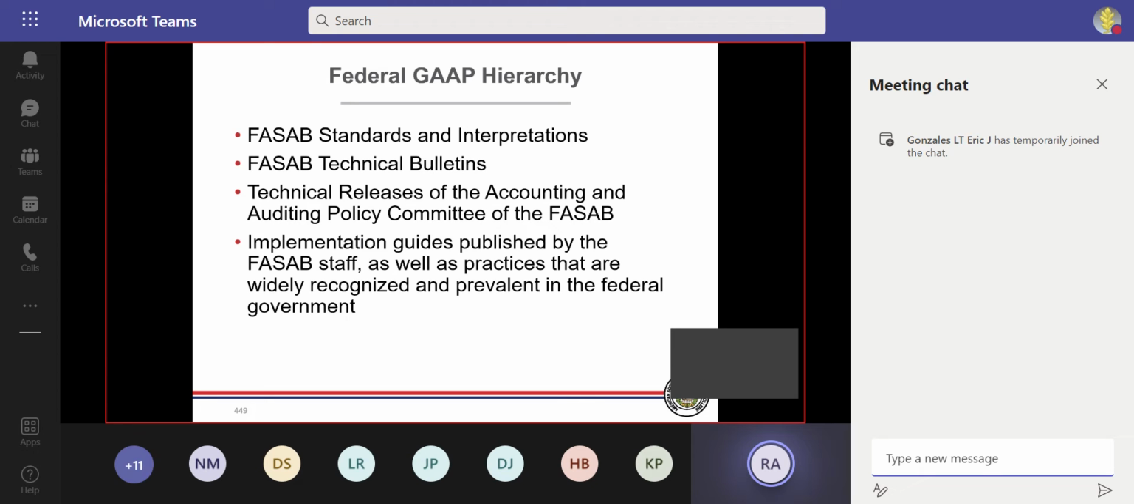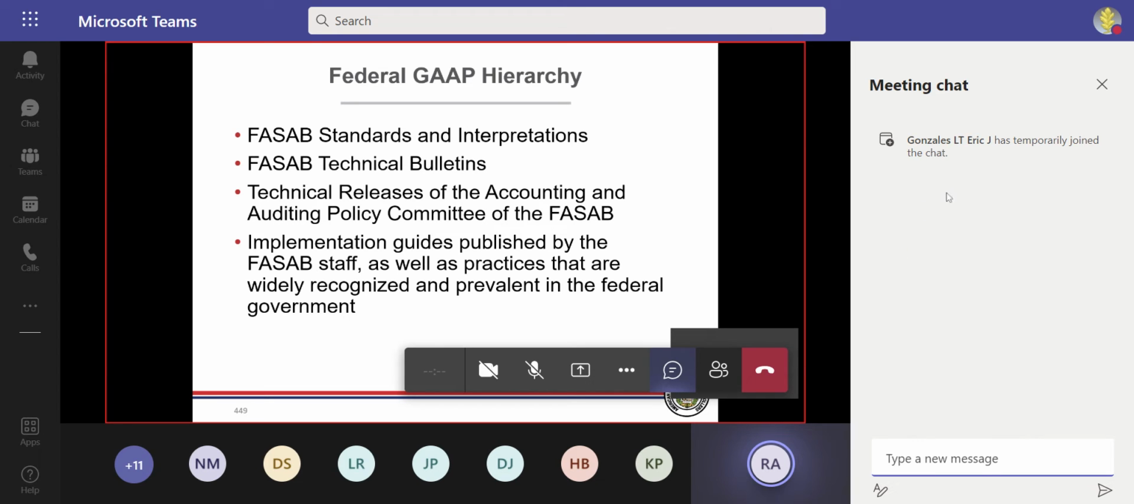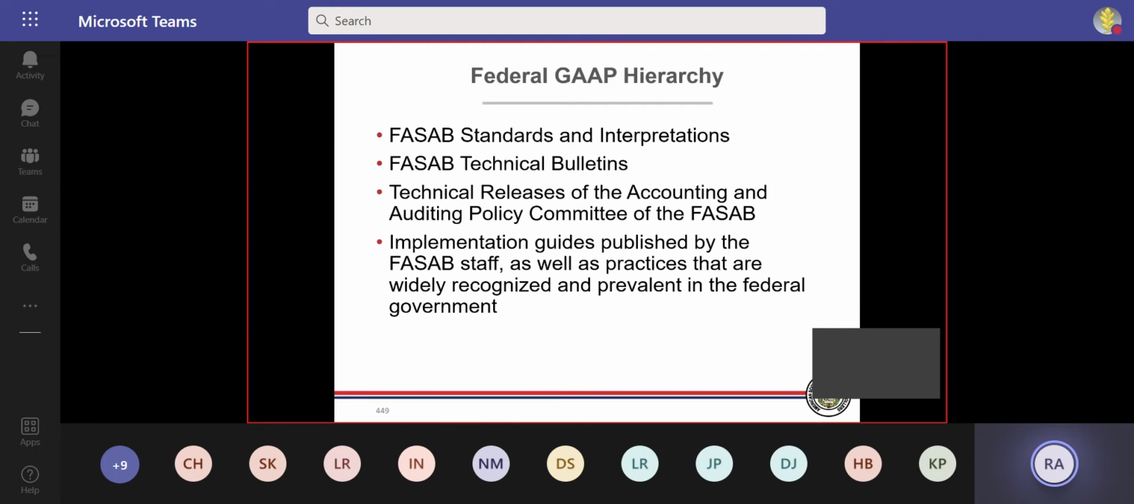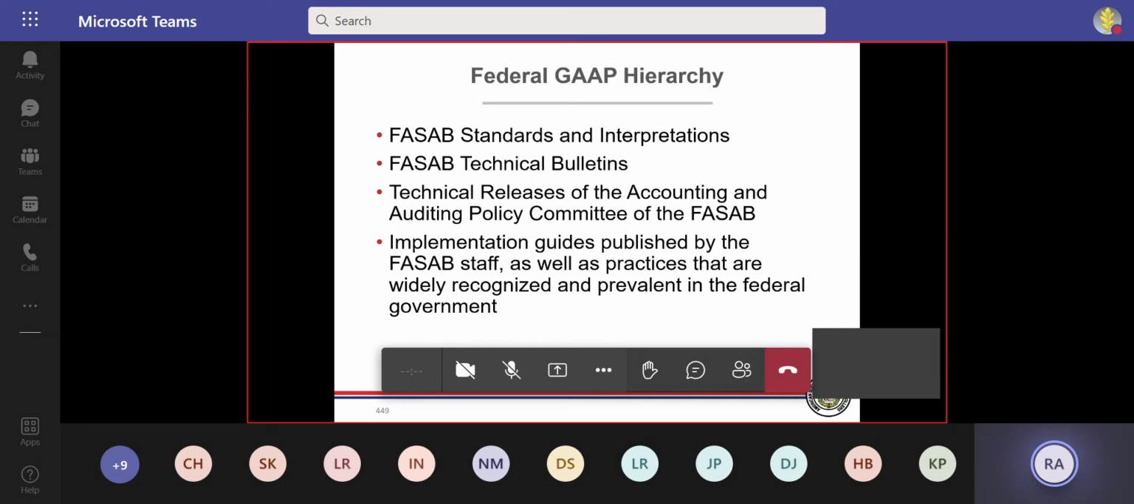Subscribe to the FASAB website, and they periodically issue information associated with what they're doing. And here was one, for example. It's called that third bullet, statement number 60 and the technical release on leases. So that's the technical release that they're issuing on leases.